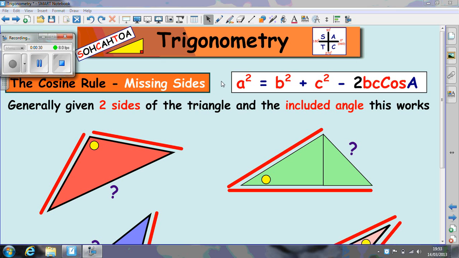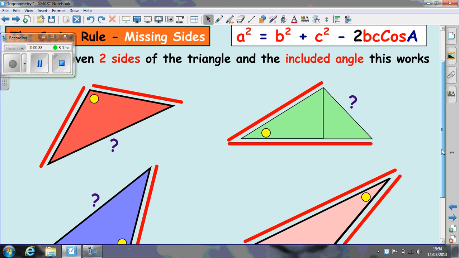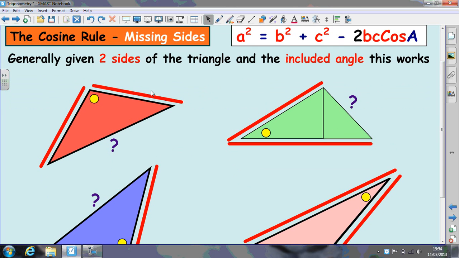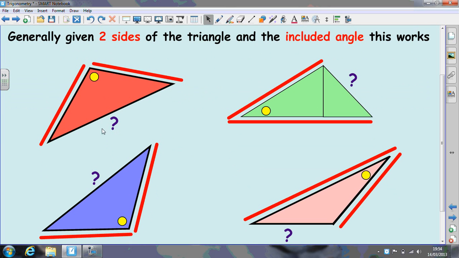Now again, it's important to be able to recognise when you can use the cosine rule, and we'll look at the triangles below to see when this happens. Now you should be spotting that it's very similar to the area of a triangle. We need the two sides surrounding the angle in between, and you can work out the side opposite the angle from this. So you need this side here, this side there, and the angle in the middle, and that allows you to work out the side opposite that angle.